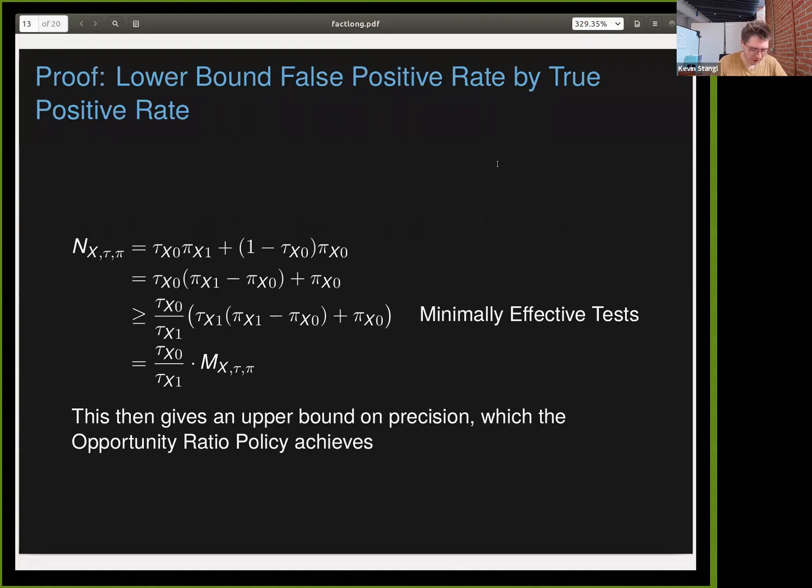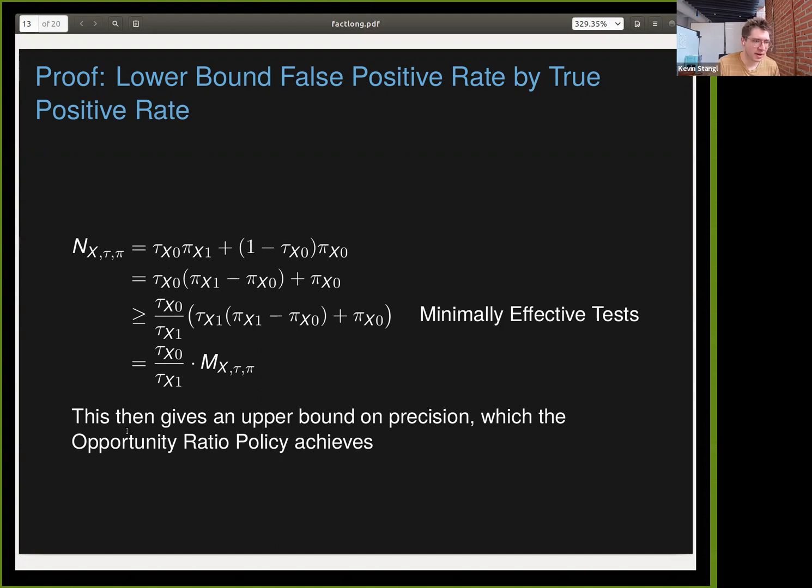So now let's look at the proof of the opportunity ratio. It's pretty direct. There's basically just 2 steps. The other assumption that I maybe haven't stated here is what we call the minimal effectiveness assumption, or minimally effective tests. It basically says that tau x1 is greater than tau x0 for every test. And I think that's a very weak assumption. If you have a test that gives you negative signal, you should just discard it, or we can just bypass it. And given that assumption, with a little algebra, tau x0 divided by tau x1 is less than 1.